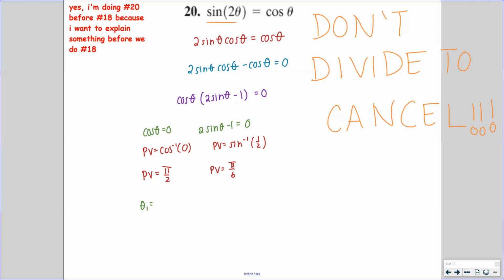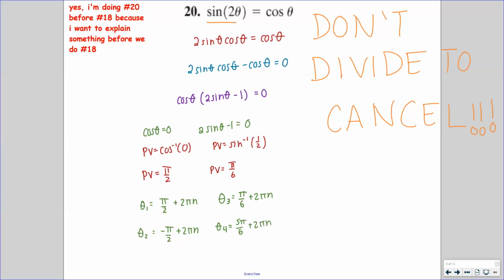So for cosine, the first equation is always the principal value plus 2 pi n. And then the second equation is always the negative principal value plus 2 pi n. That comes from the inverse cosine of 0. We're using inverse cosine, so we're going to use the cosine equations. And then the second set of general solution equations here comes from inverse sine. So we need to use the sine equations. That is the principal value plus 2 pi n. And then the second equation is pi minus the principal value. So pi minus pi over 6 is 5 pi over 6 plus 2 pi n.